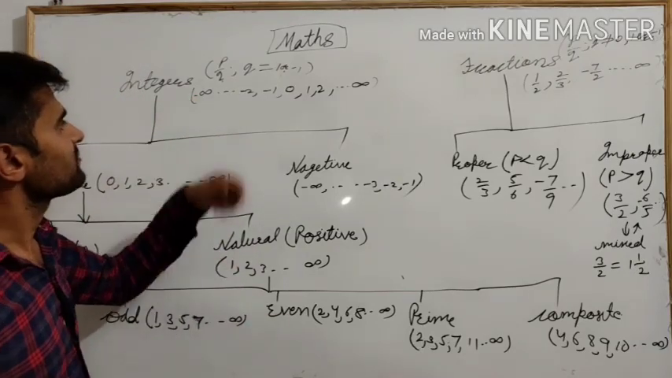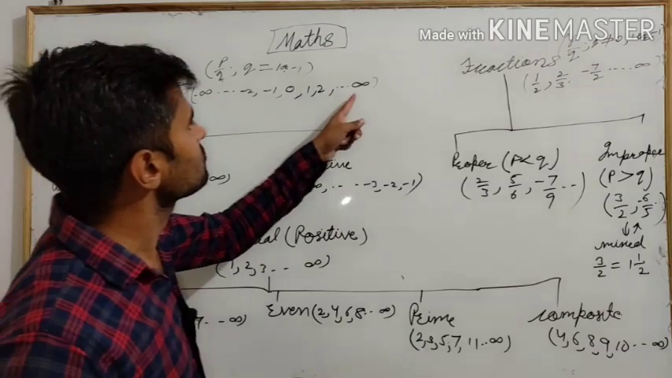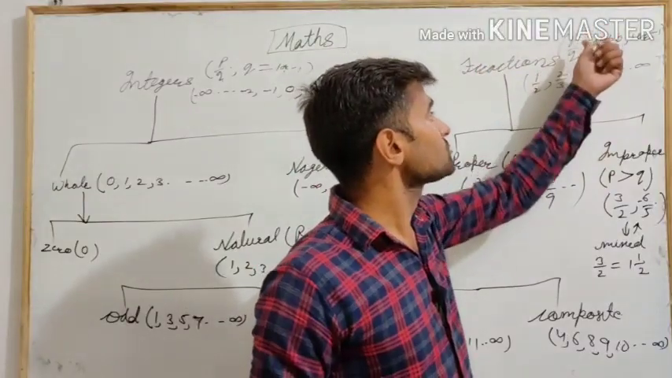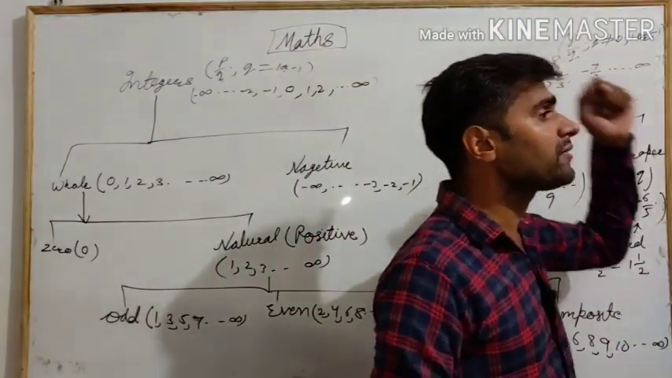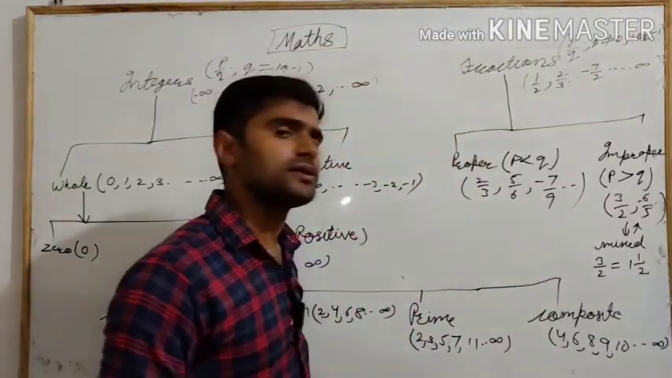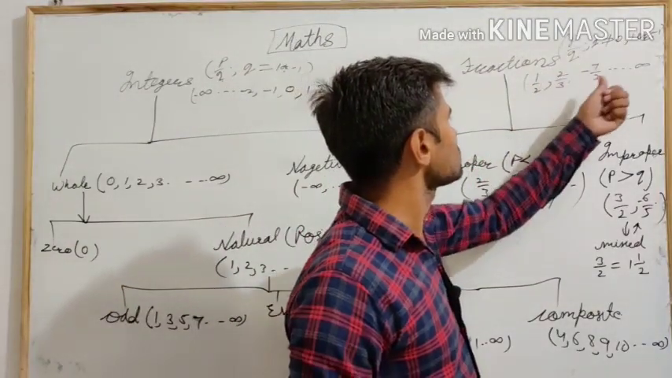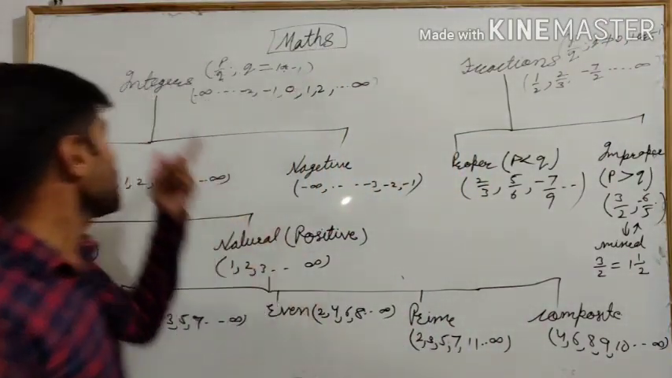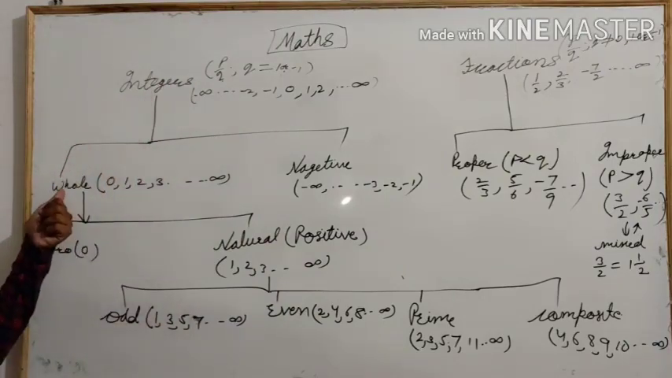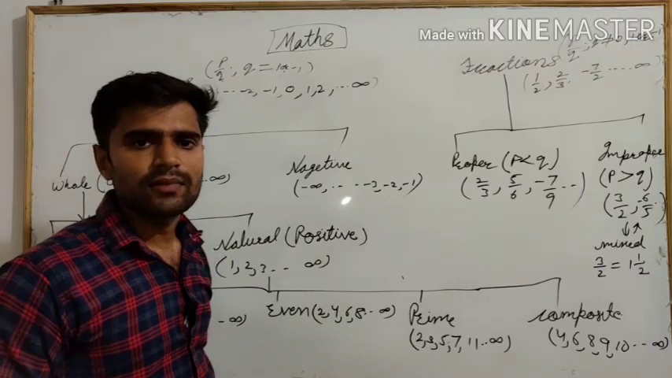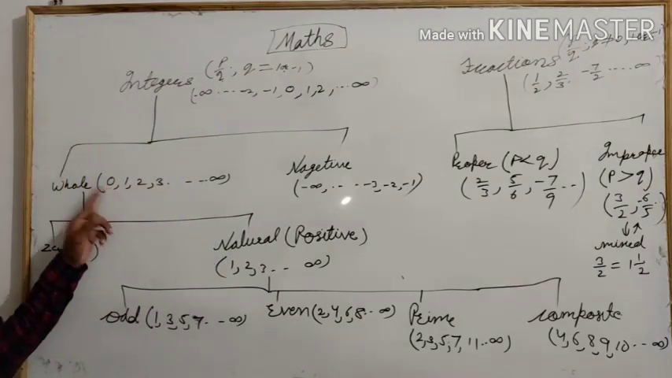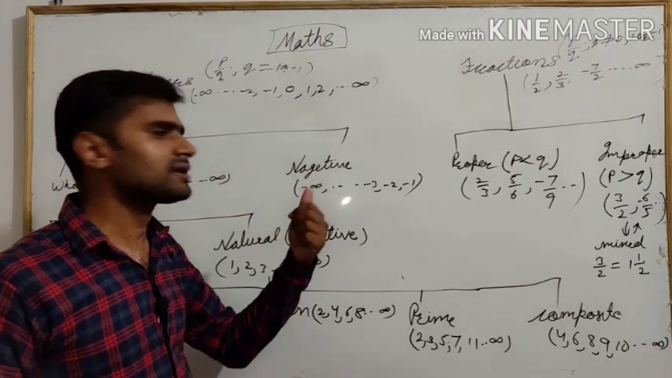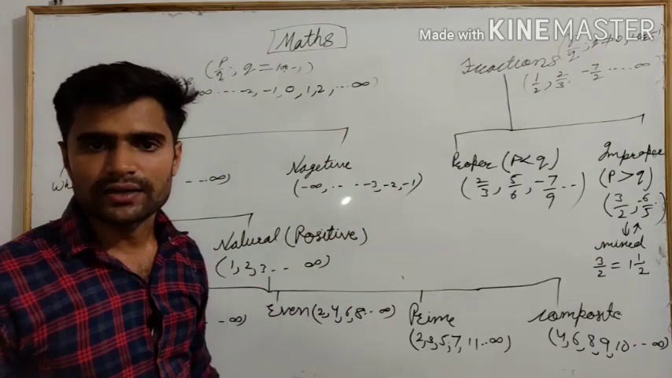For example, minus infinity, minus 2, minus 1, 0, 1, 2 to infinity. These are integers. And fractions are also in p upon q form, but q is always other than 0, 1 or minus 1. So 1 upon 2, 2 upon 3, minus 7 upon 2 and up to infinity. Now integers also have two parts, whole numbers and negative numbers. Whole numbers start from 0 and continue as 1, 2, 3 to infinity, and negative numbers are minus infinity to minus 1.